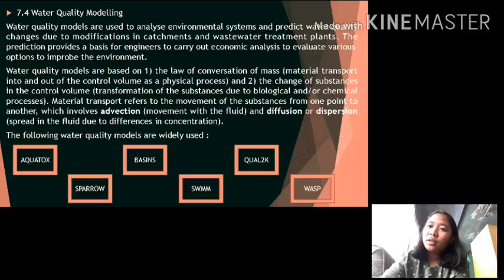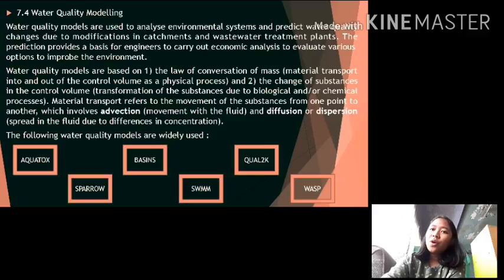The following water quality models are widely used: AQUATOX, BASINS, QUAL, SPARROW, SWMM, WASP. First, AQUATOX. Linking water quality and aquatic life, supported by EPA. Next, BASINS. Better assessment science integrating point and non-point sources, supported by EPA. Next, QUAL, river and stream water quality model, supported by EPA. Next, SPARROW, developed by USGS, a surface water quality modeling tool for the regional interpretation of water quality monitoring data.